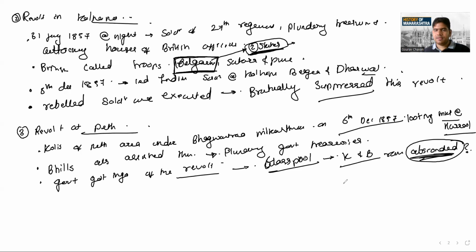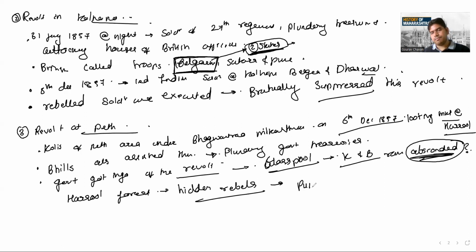So these coolies and Bhils ran into the Harsul forest from the fear of this Glasscook. See how much terror this person had. The people fled into the jungles. When Glasscook came, he found out some of the hidden rebels, and he punished and executed them.